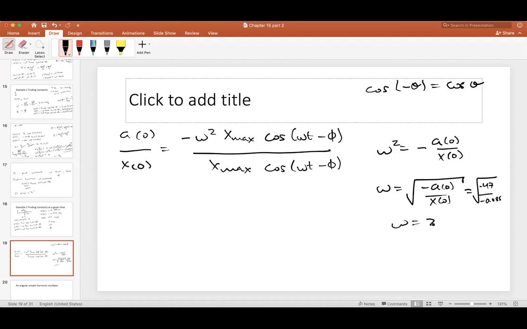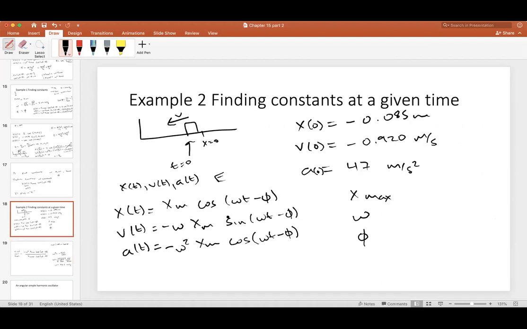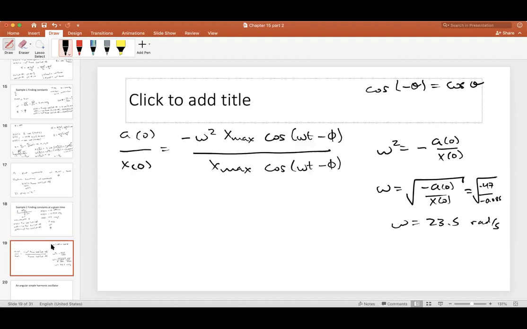So omega is 23.5 rad per second. Not too bad, right? Pretty easy to do. How are we going to find x max? We're actually going to save that for last. Before I find x max, I want to find phi. The preliminary thing I can see here is that if I use v over x, I can actually solve this for phi.